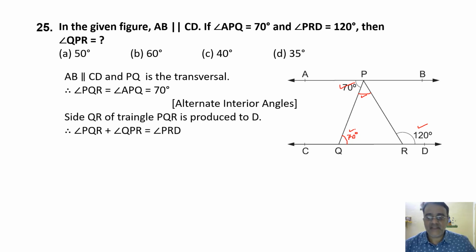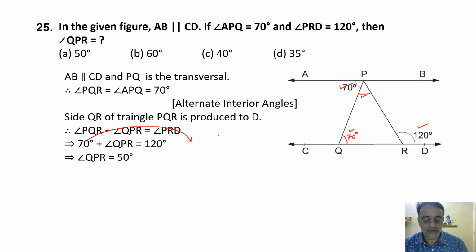So, angle PQR plus angle QPR is equal to angle PRD. Now, substitute all the values. Shift 70 to this side. So it will become minus 70. So angle QPR is equal to 50 degrees. So this is one way. I will explain you in another way.